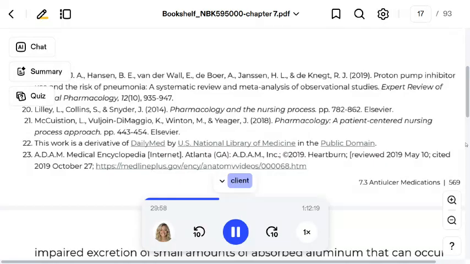1. A client has been prescribed loperamide for diarrhea associated with gastroenteritis. The client begins to complain of heart palpitations. What is the nurse's next best response? 2.